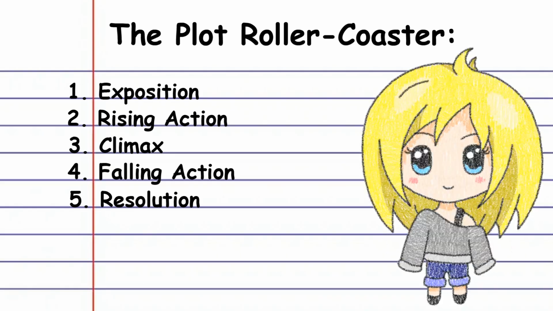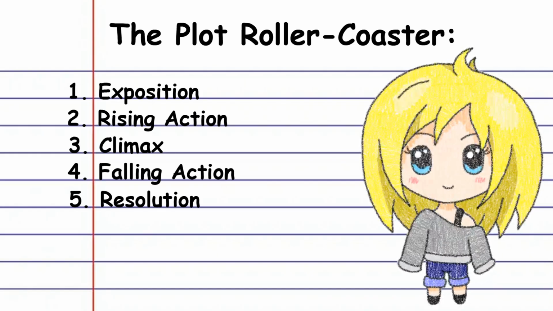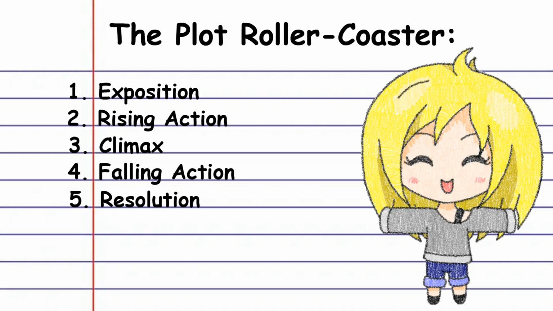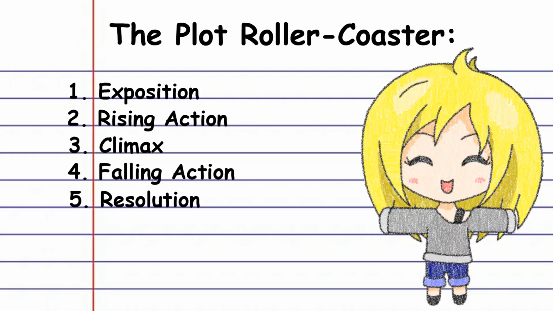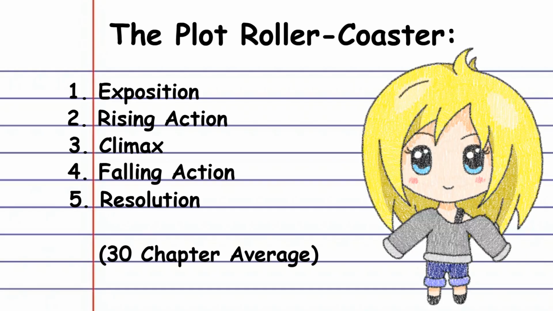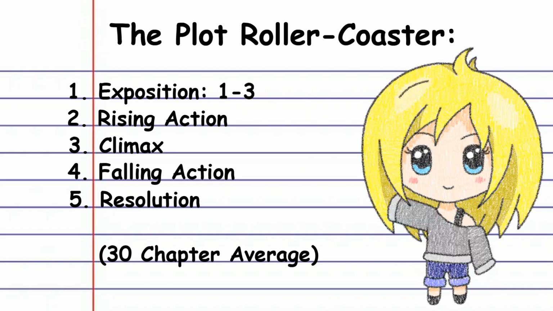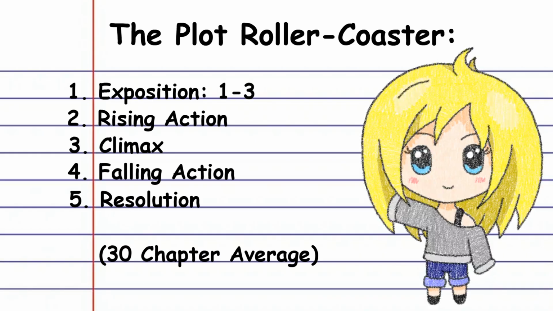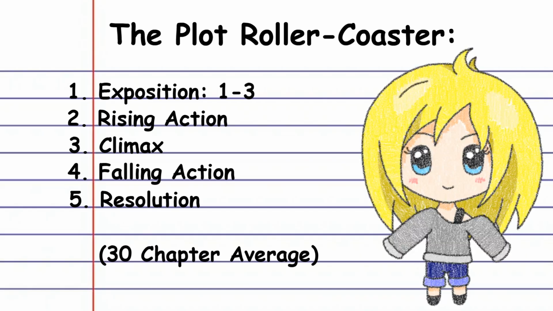It's also a good idea to have a rough idea of how much time to dedicate to each section, because in most novels, the vast majority of the story focuses on the rising action. Let's say you are writing a standalone novel with an average of 30 chapters. Well, I'd say probably only between 1 and 3 chapters are going to focus on the exposition. You don't want to wait too long before you get into the action of the story, or your readers are going to start to get bored.